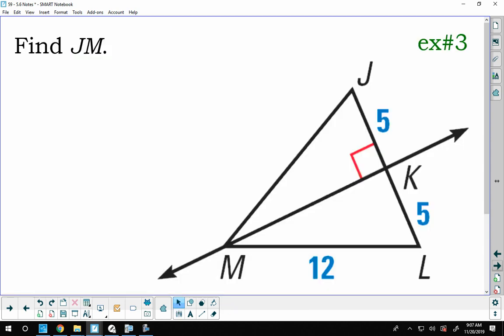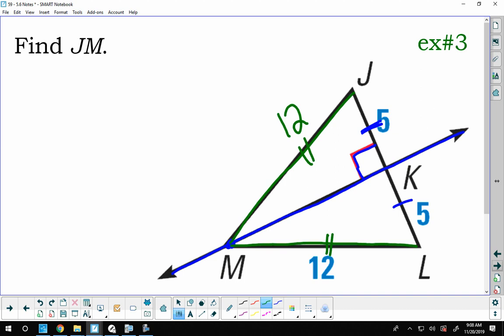So for example, let's see, find JM. So since this is perpendicular, and we have MK as a bisector, we know it's a bisector because 5 is congruent to 5. Those are the same lengths, so we know that MK is a perpendicular bisector, which means that M is equidistant from the 2 endpoints. So M is the same distance to L as it is to J. So we know these 2 segments are congruent. So if ML is 12, then we know that MJ is 12, or JM.